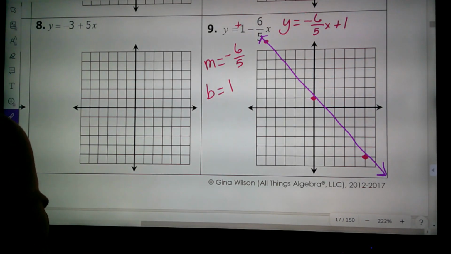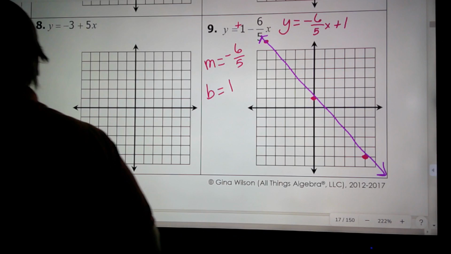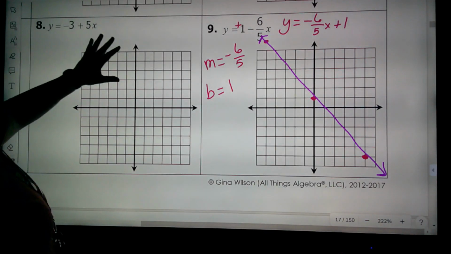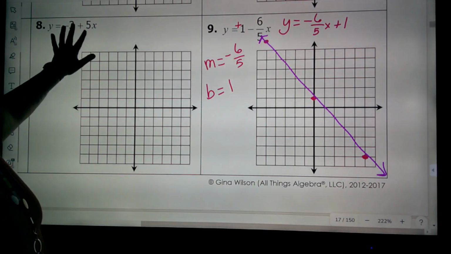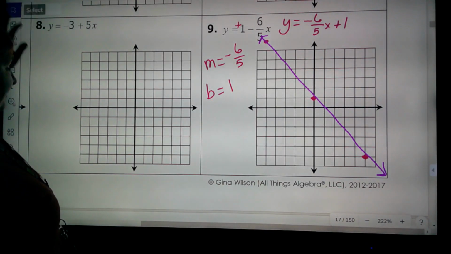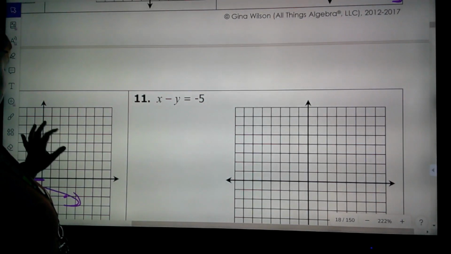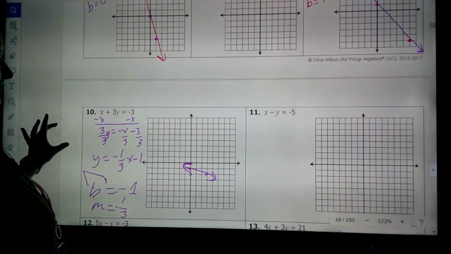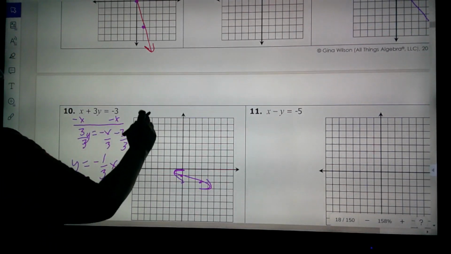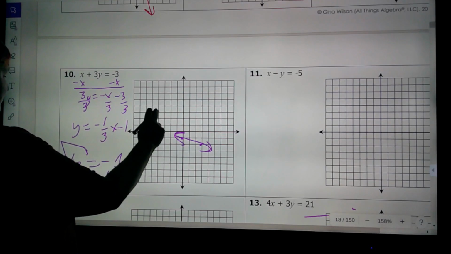Alright, let's flip it over to the back where they start complicating it. Now that we've got the idea of how to graph in slope-intercept form, they're going to give us some that are not in slope-intercept form. We are going to have to put them in slope-intercept form.